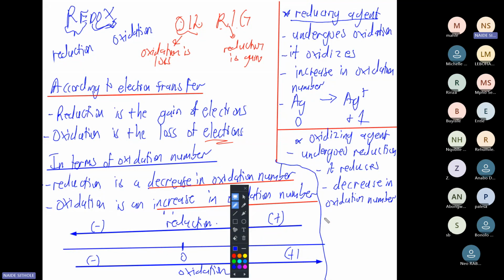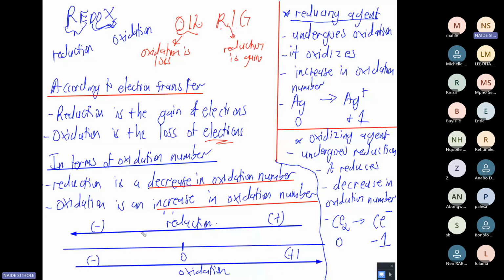So an example could be Cl2, which changes to Cl minus, from an oxidation number of 0 to an oxidation number of -1, right? So that's a decrease in what? In oxidation number. So from 0 to -1. Kusho ukuthi sisuke siyaphi? On the left-hand side of the number line.